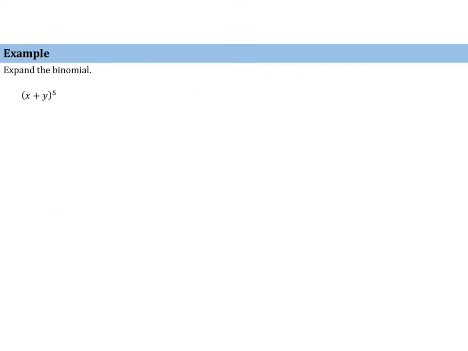So let's take a look at an example. If we want to raise the quantity x plus y to the fifth power, let's first look at what happens with the variables in the term, and then we'll come back and look at the coefficients. So we'll start off with our first term. We'll have x to the fifth, and then the next term, I'm going to leave some space for the coefficient, will be x to the fourth, and then y will make its debut.